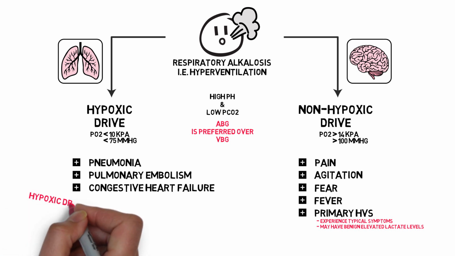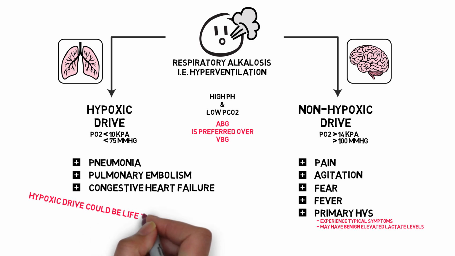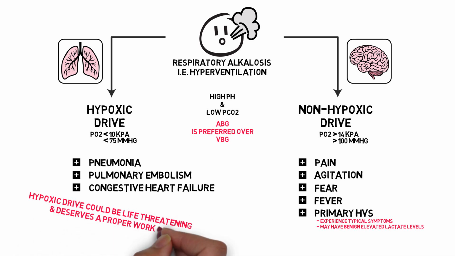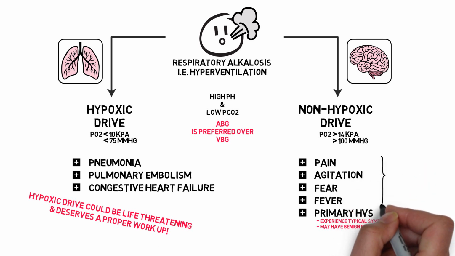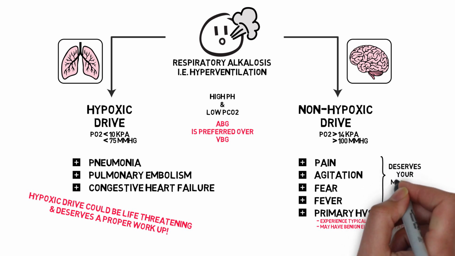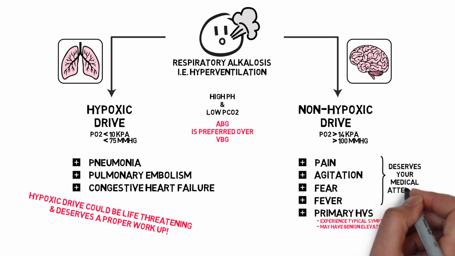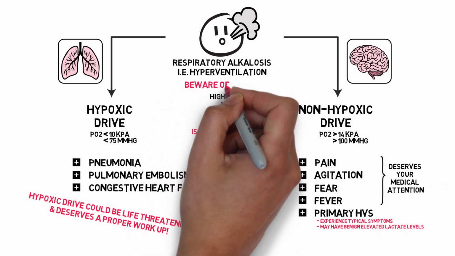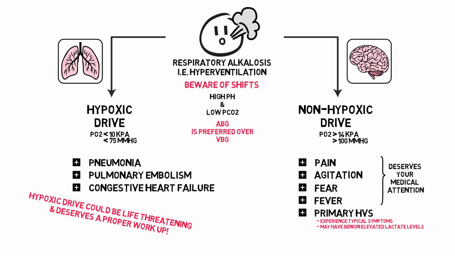So why is this important? Respiratory alkalosis could be the expression of underlying hypoxia, which definitely deserves a workup and proper treatment of its own. Or it could be the expression of underlying pain, fear, or agitation, which also deserves your attention and treatment. Also, in respiratory alkalosis, beware of transcellular shifts of electrolytes like potassium. For more information on that, watch my video on hypokalemia.